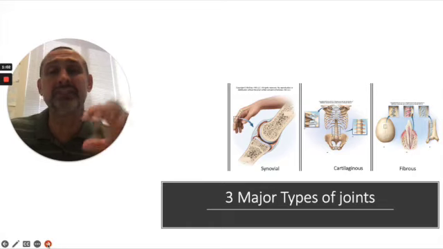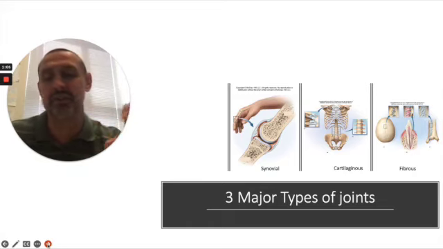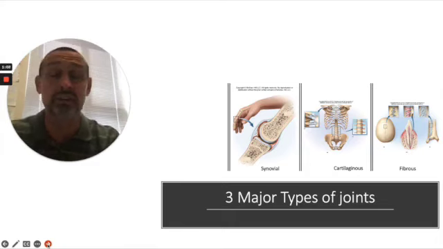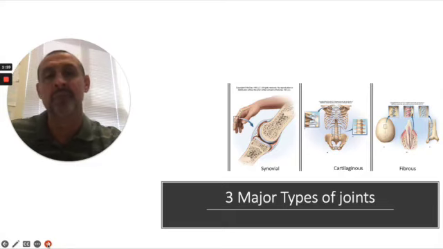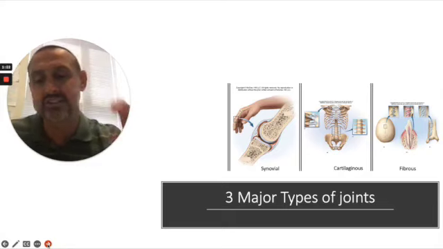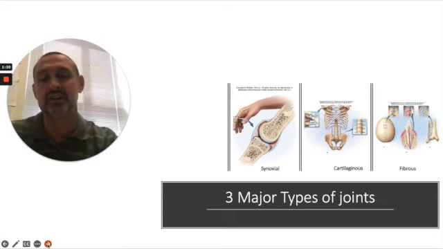There's three major types of joints, and there's at least two different ways that we can categorize joints. We could categorize joints structurally, or we can categorize them functionally. But here are some types of joints: synovial joints, cartilaginous joints, fibrous joints. The synovial joints are freely movable joints. Cartilaginous joints are joined by hyaline cartilage or sometimes fibrocartilage, whereas the fibrous joints are joined by fibrous connective tissue.